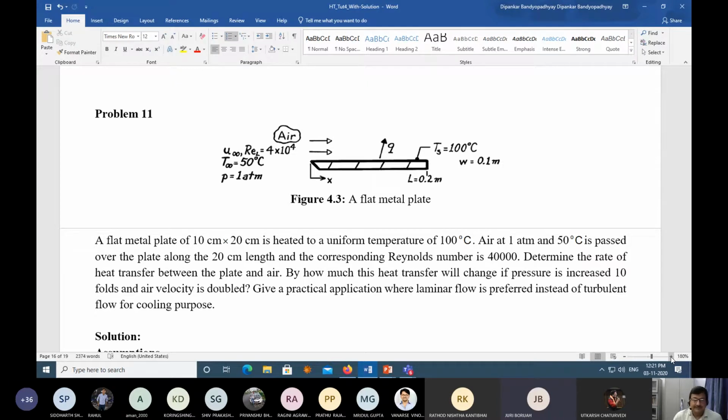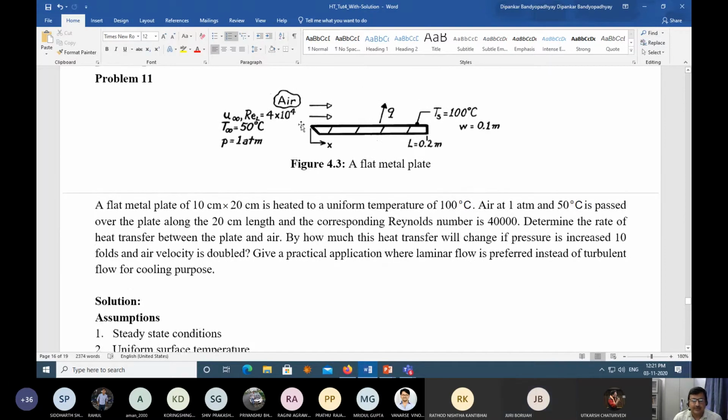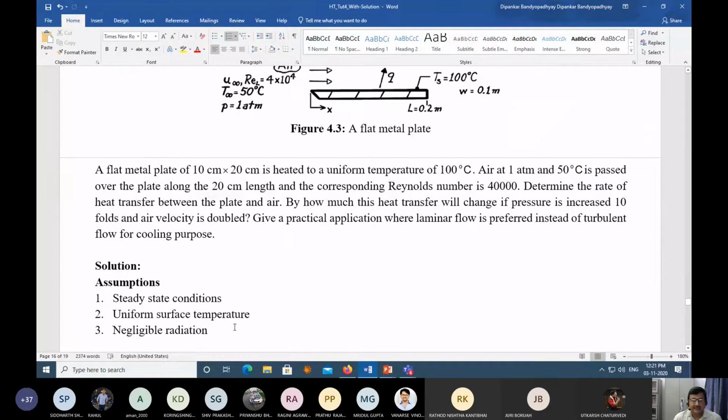So simple. There is a flow and there will be a boundary layer developing, right? And you need to evaluate 20 centimeter downstream. What are the things? Rate of heat transfer between the plate and air, correct? What is the assumption? Steady state, uniform surface temperature, negligible radiation.